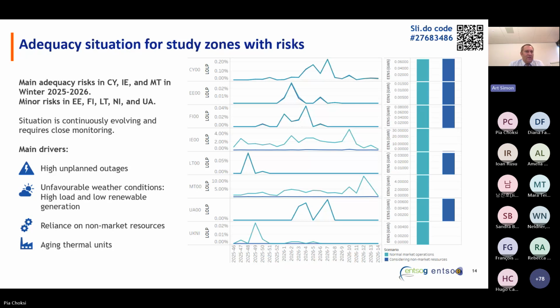The main drivers are listed on the left side, as I already mentioned. It's mostly a combination of higher unplanned outages, unfavorable weather conditions, such as a high load and a low renewable generation, and a fleet of aging thermal units. I'm not sure if we have a next slide, but we can go for the next slide.